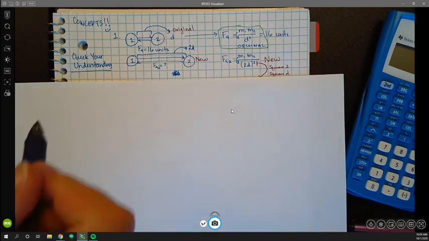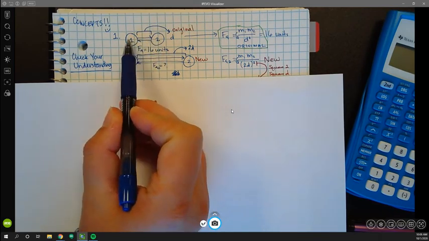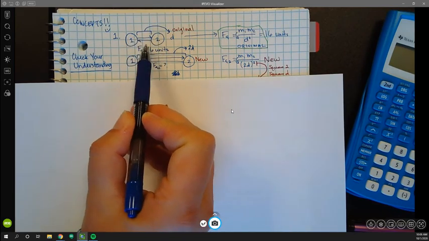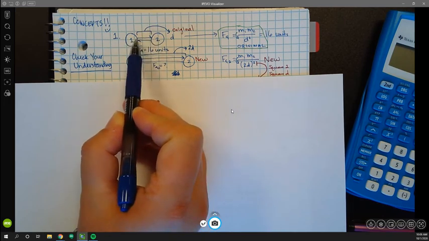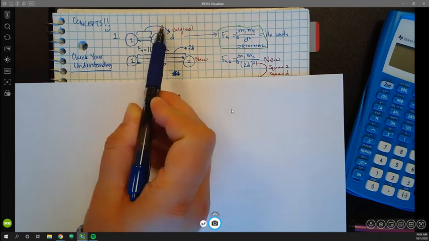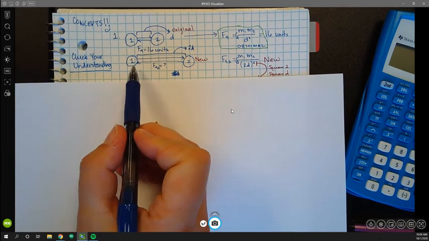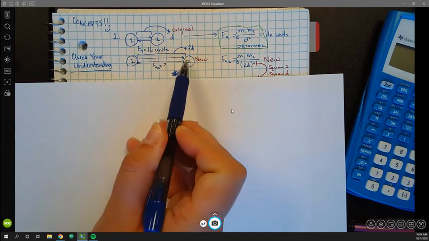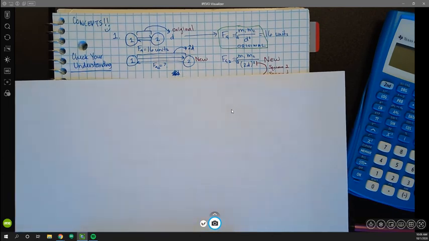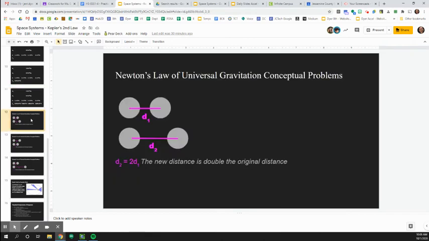So I'm going to start us out here by looking at two objects. Those objects are exerting a force of gravity on each other. And what we're going to see here is that they have a distance between them. That distance is called d. That's the original distance. What happens if we double that distance? You can see this in your slides on the next slide.